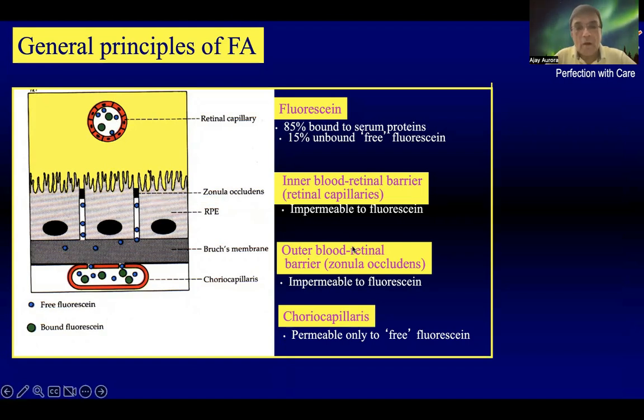Then you have an outer blood retinal barrier, which is by the zonula occludens, between the retinal pigment epithelial cells, and this is also impermeable to fluorescein. The choriocapillaris, which is present in the choroid, is free to fluoresce.